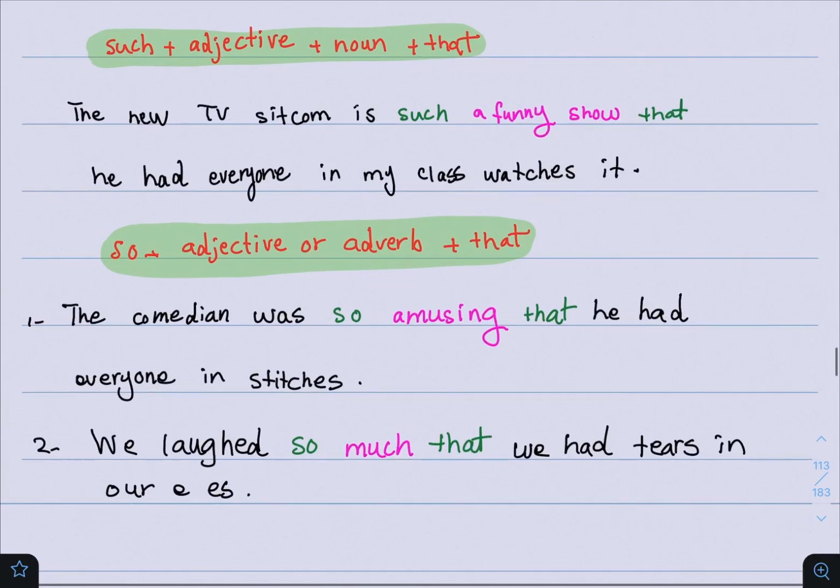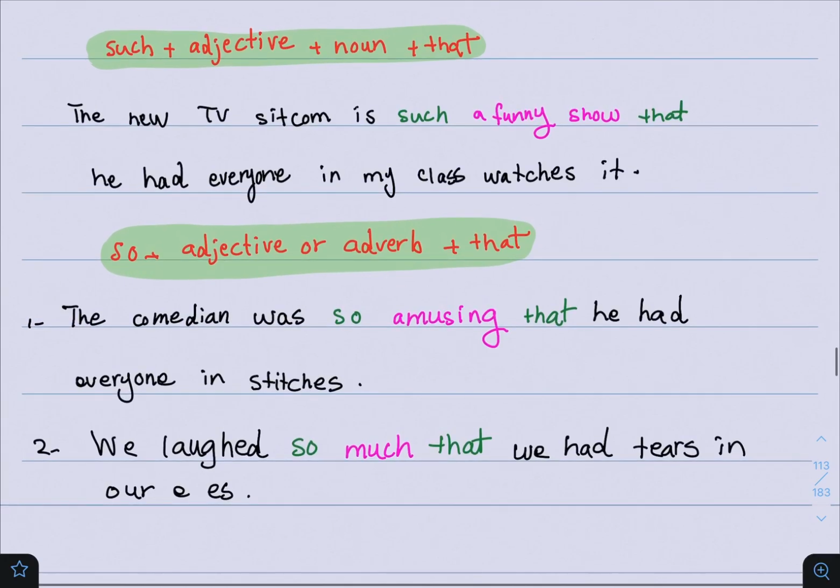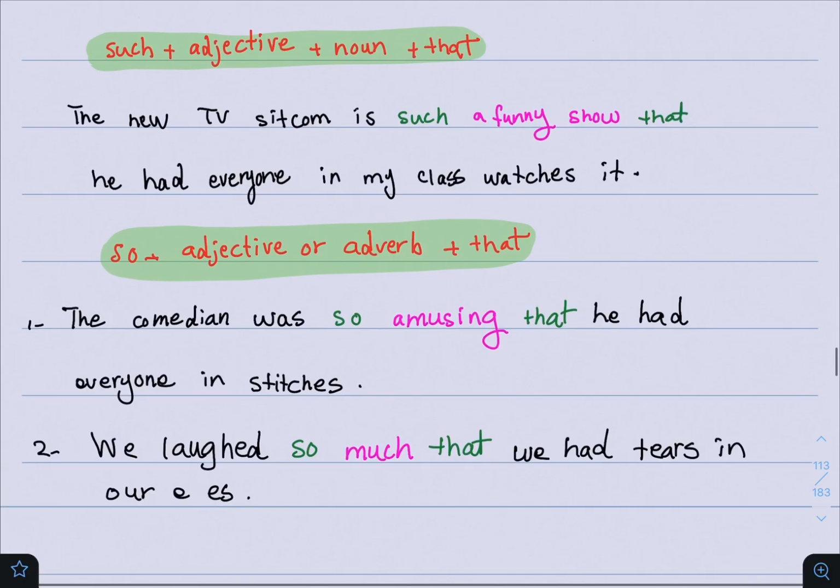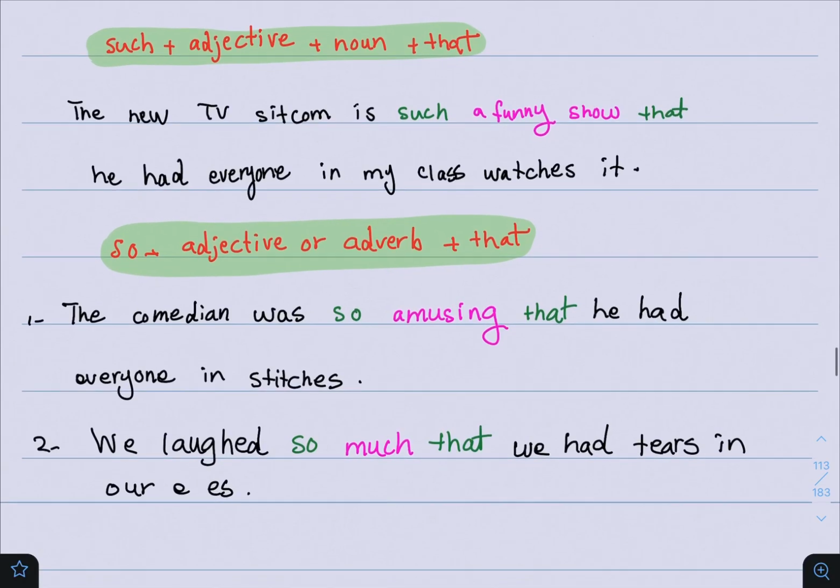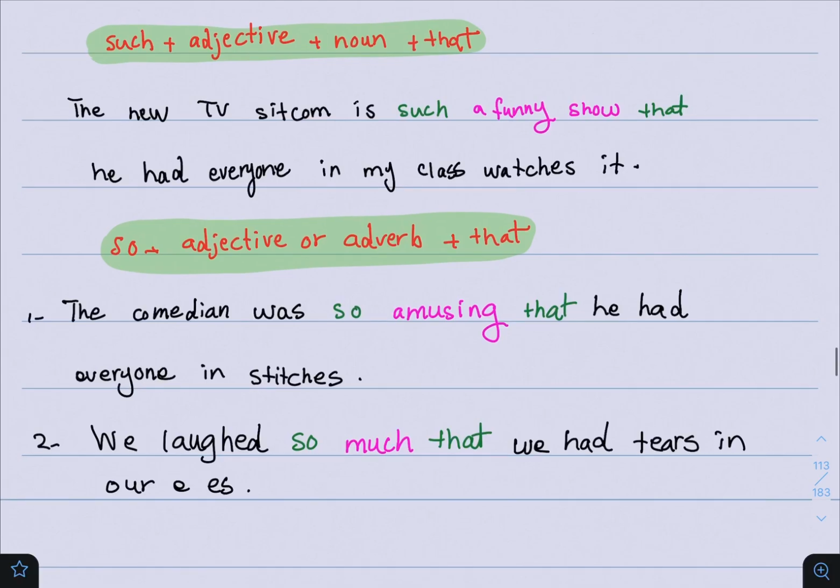لازم تفرقون هنا، جدا مهم إنكم تفرقون بين such و so. Now such is followed by an adjective and followed by a noun و that. The new TV sitcom is such، هنا لو تلاحظون such جاء بعدها adjective، a funny show that he had everyone in the class watched it.